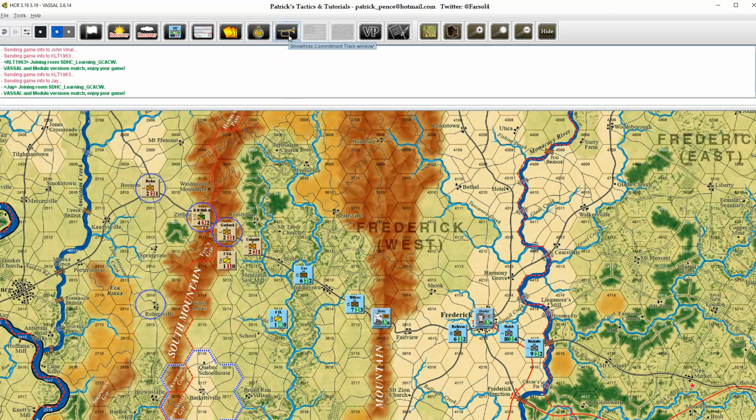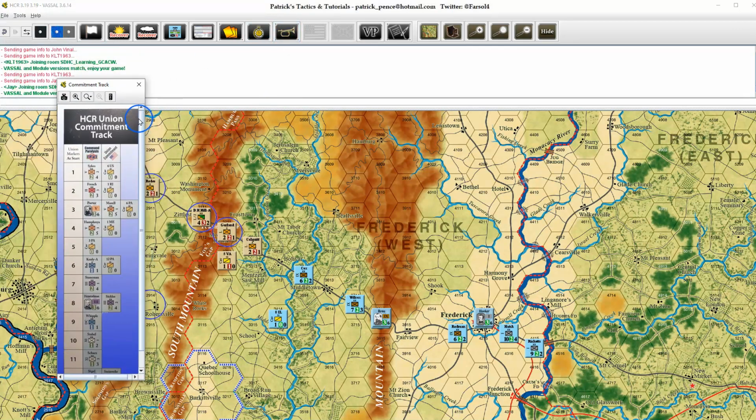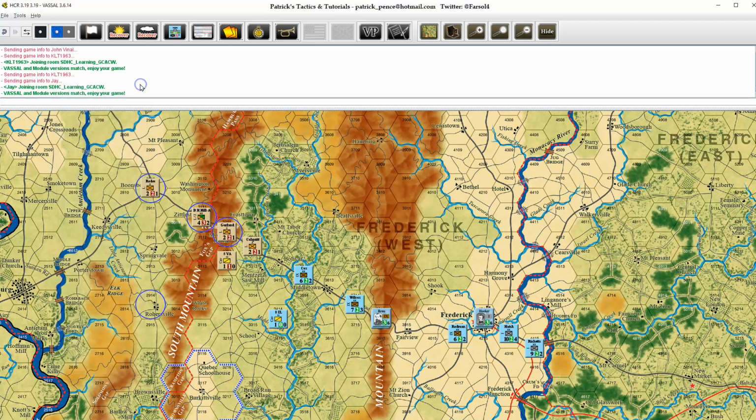Then the little bugle, certain scenarios will have, in this one we have commitment, the Union commitment. So if you're playing this in the advanced game, you'll have a track of, for each event that occurs, the Union commitment will increase. So you have certain little specific windows like this.